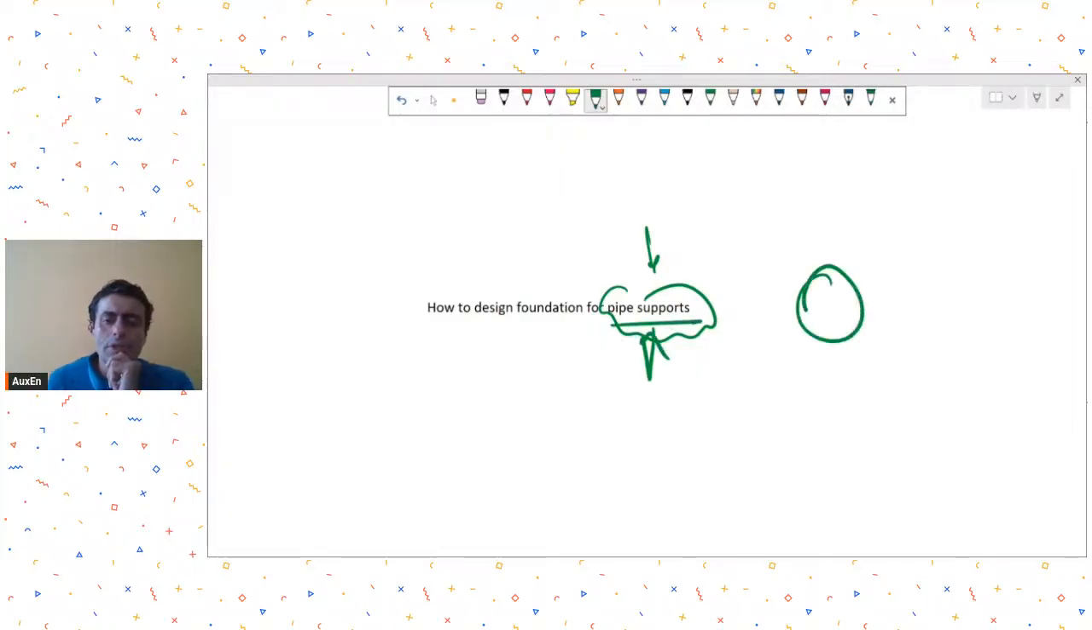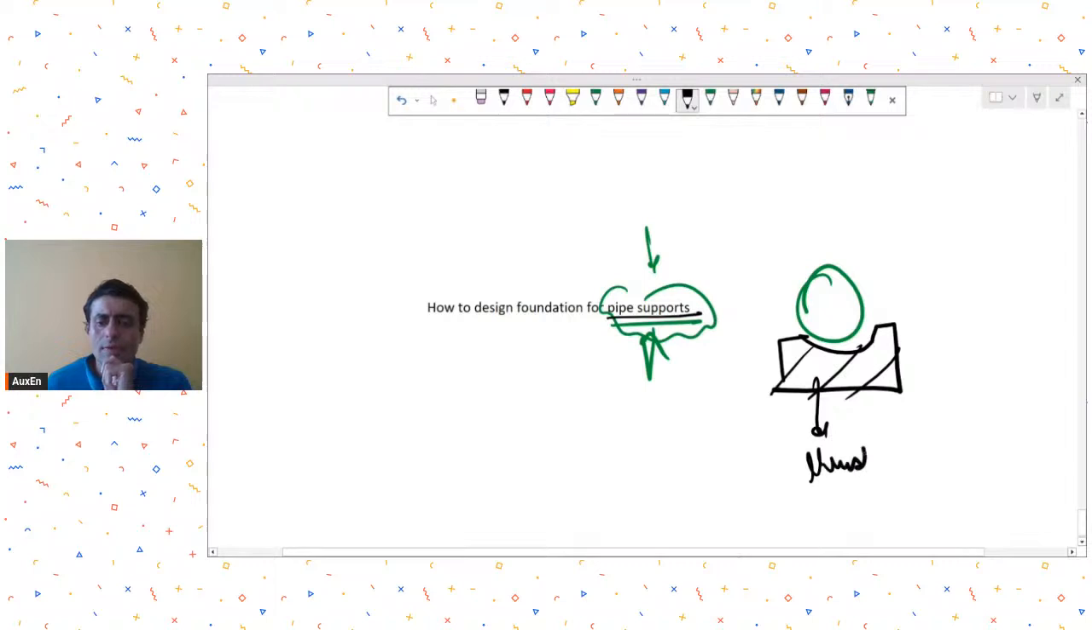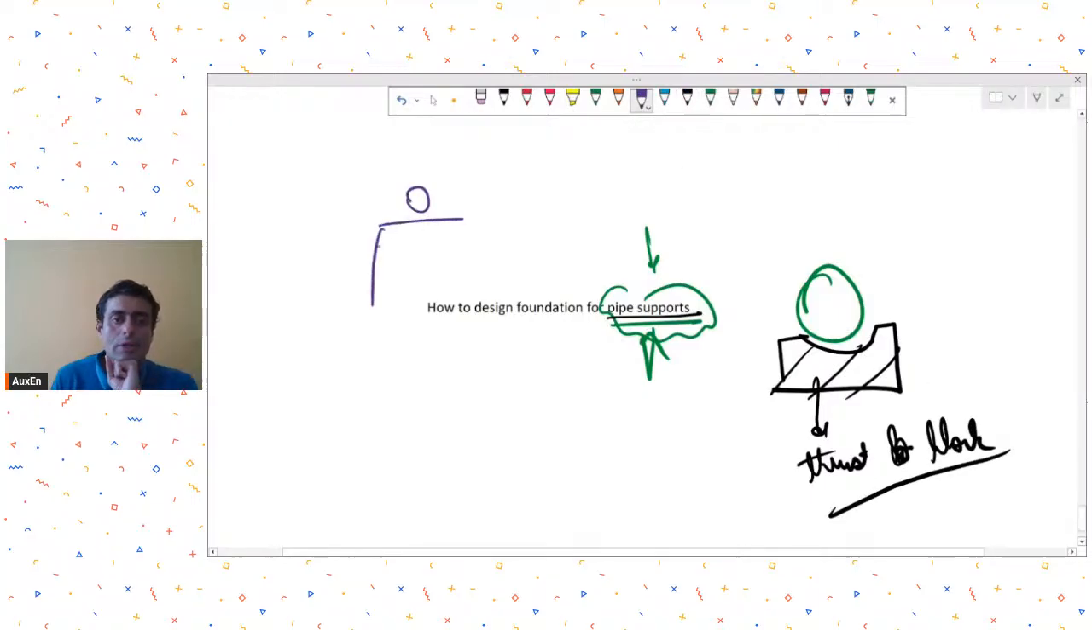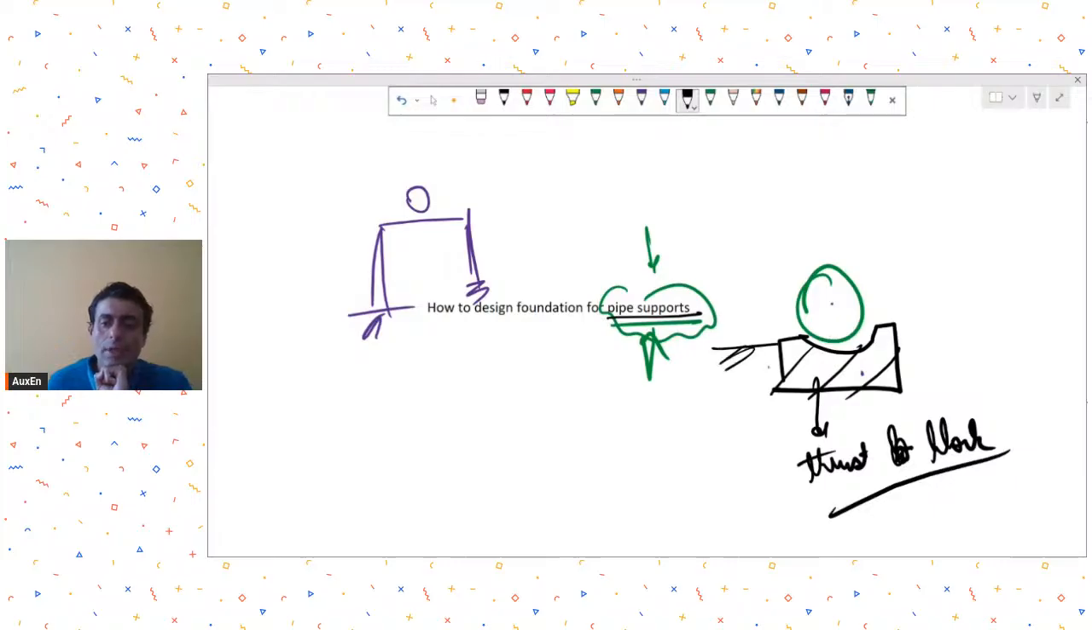For pipe supports, assuming the pipe is kept directly on the foundation, so if it's not a pipe rack, you're asking for direct pipe support. Generally in case of pipe support, you provide what is called a thrust block. I am saying here pipes directly resting on ground. I'm not talking about pipe racks where you have made a steel frame and that steel frame is resting on ground. I'm talking about pipes directly resting on ground. So here you have to provide what is called a thrust block.